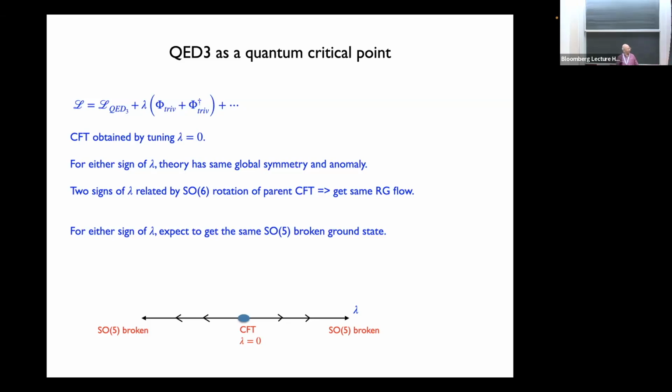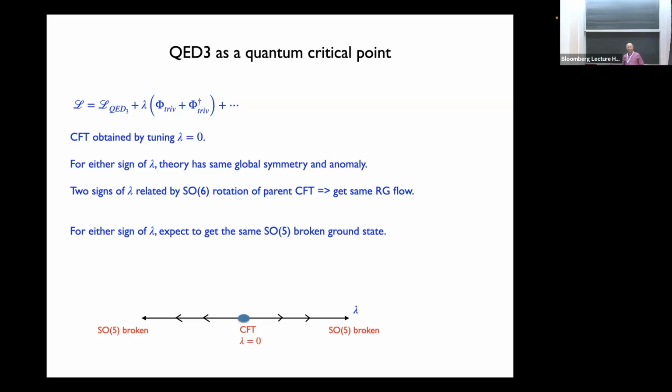For either sign of lambda, I therefore expect to get the same SO5 broken ground state. So I have the CFT at lambda equals 0. I perturb it with either sign of lambda. I go to the same state on either side. Right? It's the state where SO5 is broken to SO4.